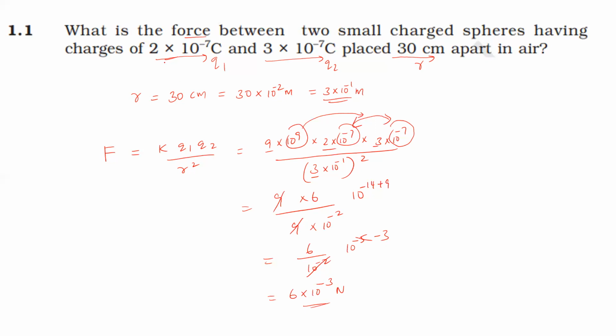Since these two charges are both the same sign, positive charges, between like charges the force is repulsive, so this force is repulsive force. So for this question, the answer is 6 into 10 power minus 3 Newton repulsive force.